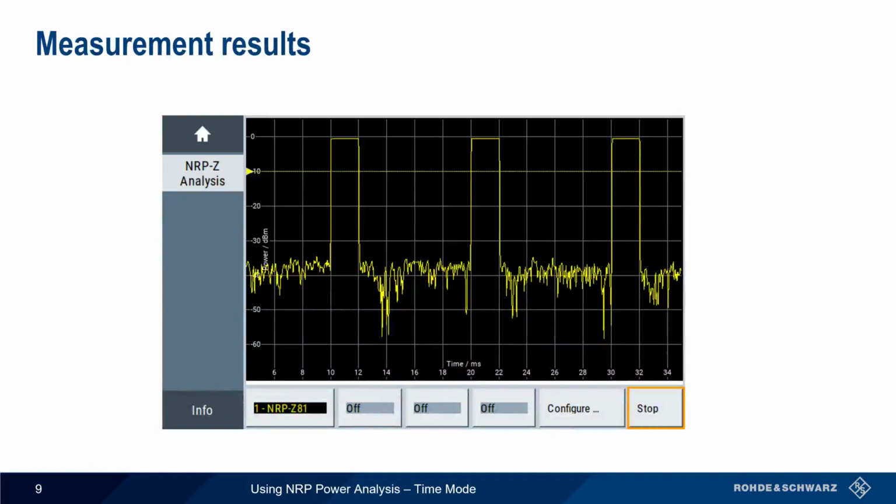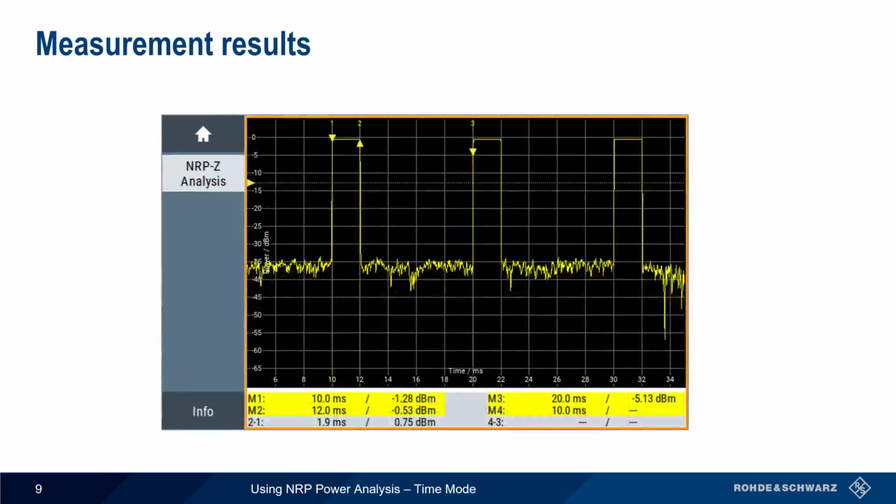After starting the measurement, we see the time domain representation of our signal. Note the trigger level is graphically indicated with a dashed line. And just as in the frequency and power modes, we can change to marker view and use markers to manually measure simple pulse parameters, such as pulse width and pulse period.